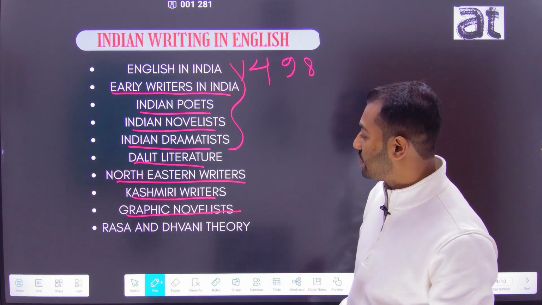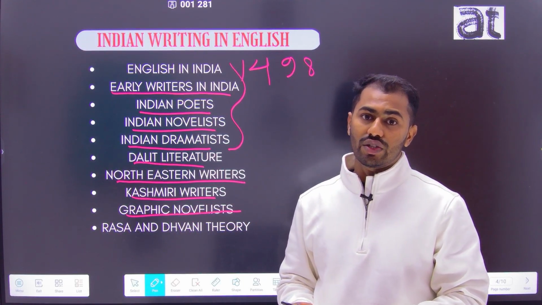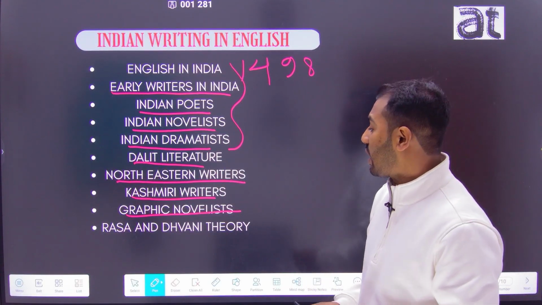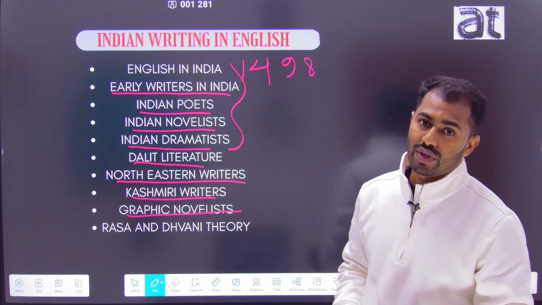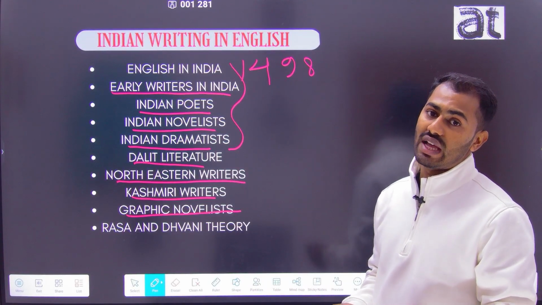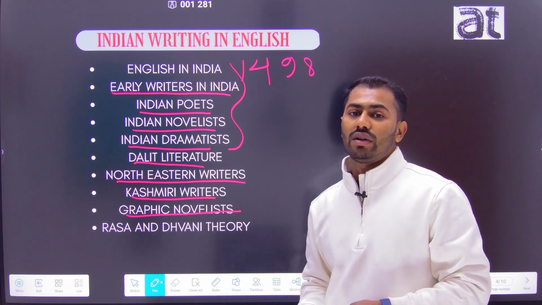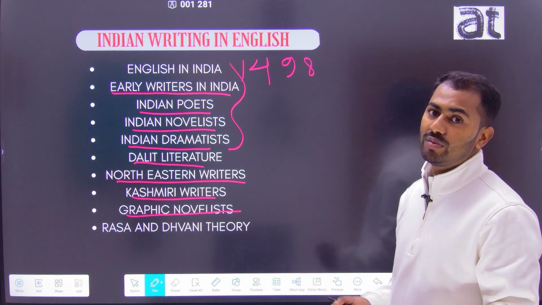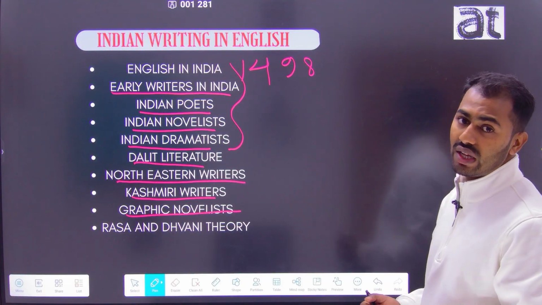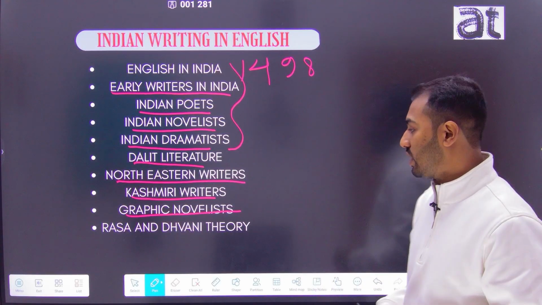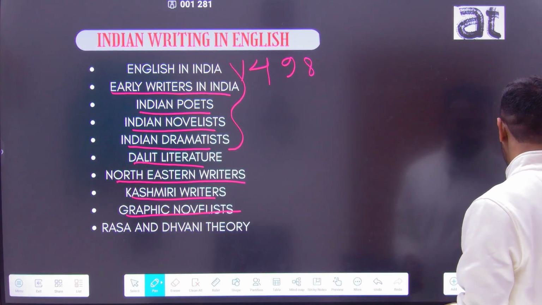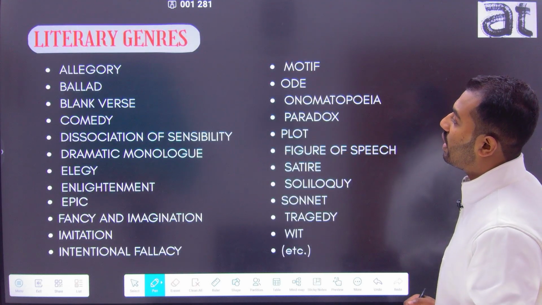and Kashmiri writers. Who are the important Kashmiri writers like Malik Sajad, Agha Shahid Ali, and who are the important graphic novelists. In Indian writing in English, we will also read Rasa and Dhvani theory, from where at least one or two questions come in each exam like CUET-PG, UGC NET JRF, and WB SET. This was the syllabus of Indian writing in English, and Indian writing.